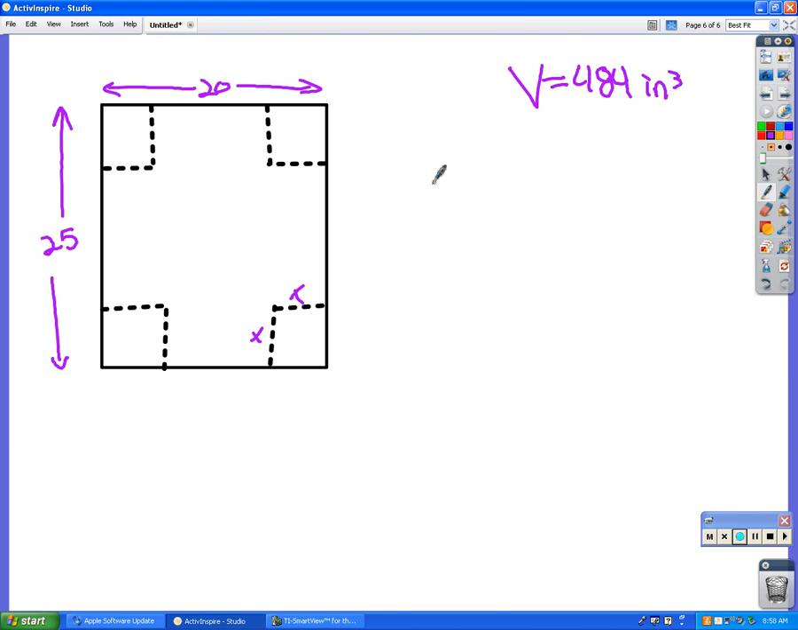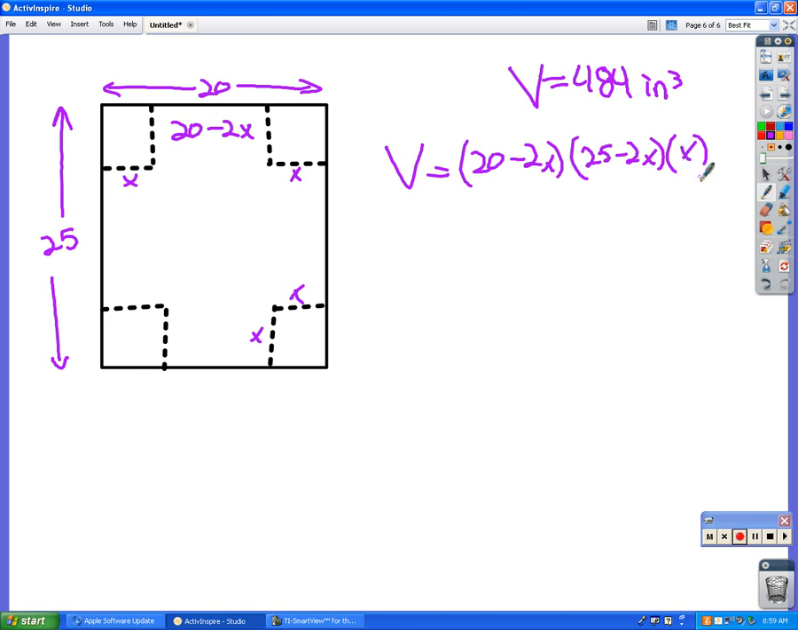The volume of this box after I cut out the squares and fold up the sides will be what? Not 20 minus x, but 20 minus 2x, because I need to take away a piece there and a piece there. So that will be one dimension. What will be the dimension this way? 25 minus 2x. And when I fold those up, what will the height of the box be? Not 2x, because I'm just folding up the side, x.